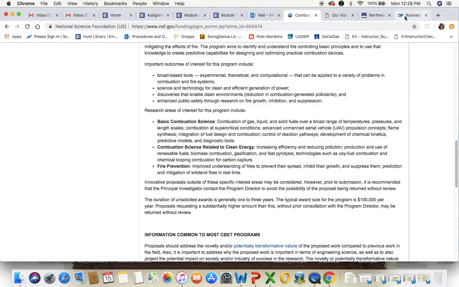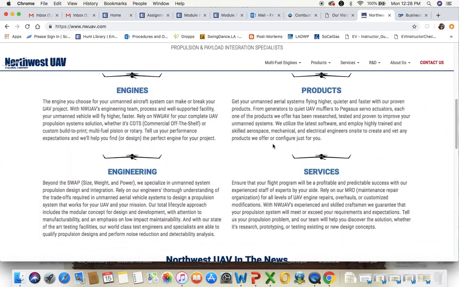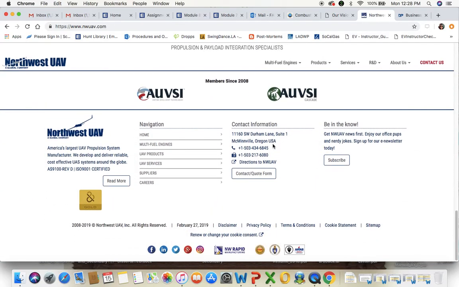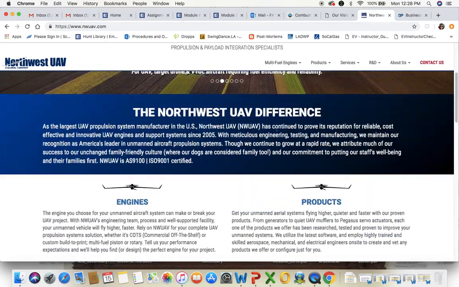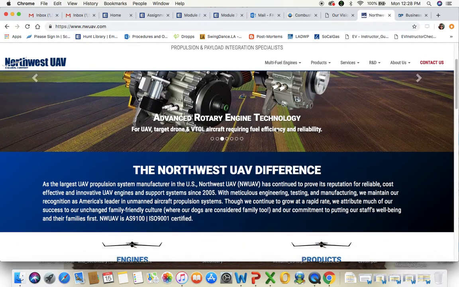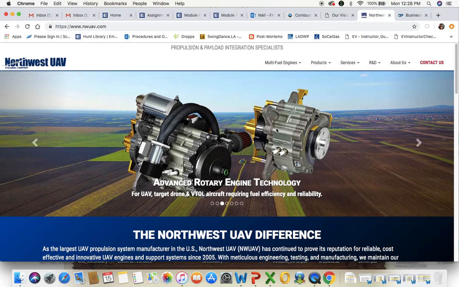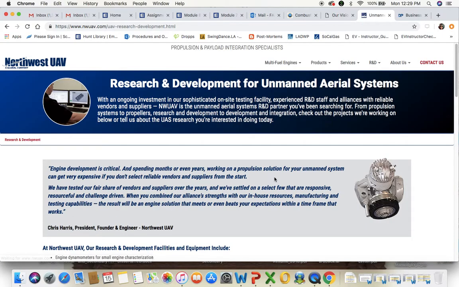So for the sake of giving an example, the only reason I wouldn't choose Northwest UAV is that I feel like they don't need much help, because grant funding is usually provided for those people who need assistance. As the largest UAV propulsion system manufacturer, my initial sense is, okay, you guys are doing well. I mean, it's not to say they couldn't use additional money. I was just, look, this is their research and development.